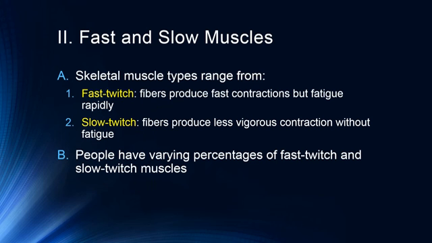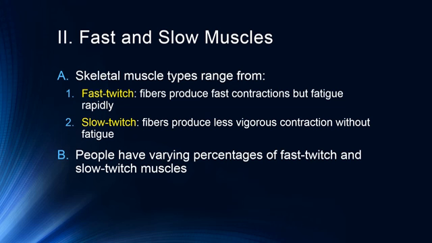We also have different types of skeletal muscles. We have both fast twitch and slow twitch muscle fibers. So skeletal muscle types range from this fast twitch. These are fibers that produce fast contractions but fatigue rapidly, and slow twitch fibers that produce less vigorous contraction but without fatigue. We have varying percentages of fast twitch and slow twitch muscles, and really depending on which muscles we're talking about. A much simpler example for you to think about is in turkey or chicken.